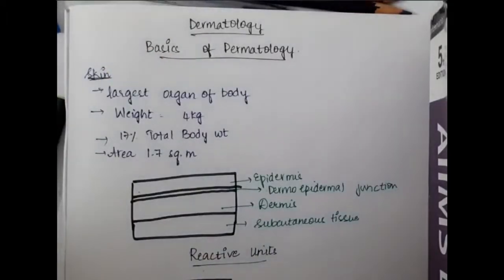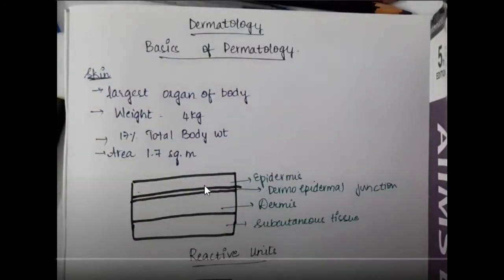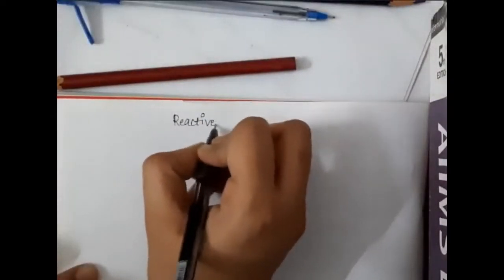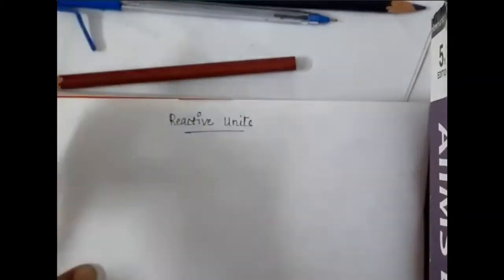Now, the skin has many units. It has epidermis followed by dermis. In between epidermis and dermis, we have the dermoepidermal junction, and the last layer is subcutaneous tissue. Now, first we will see some important things about reactive units.